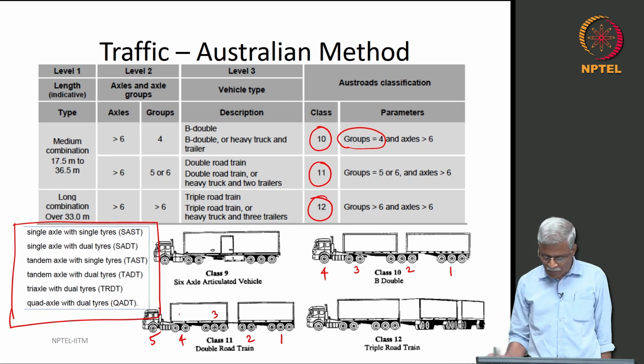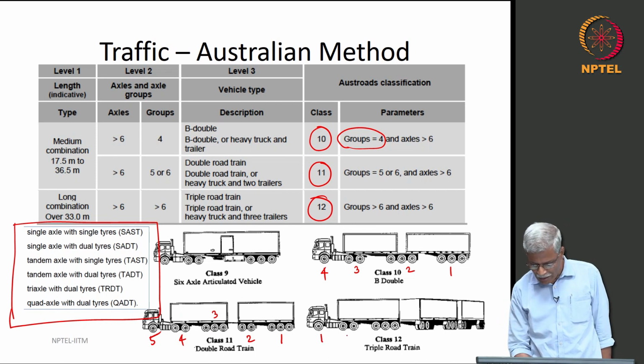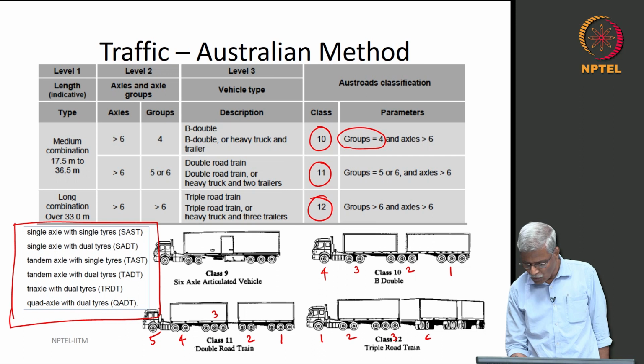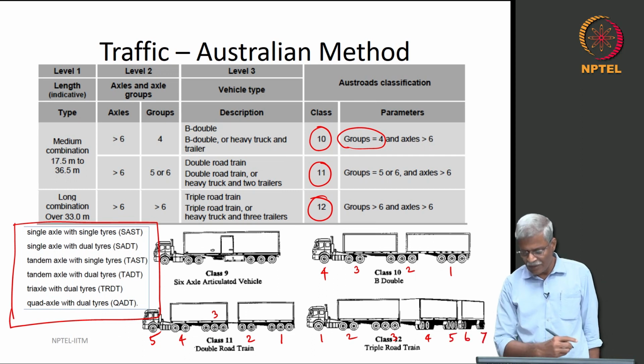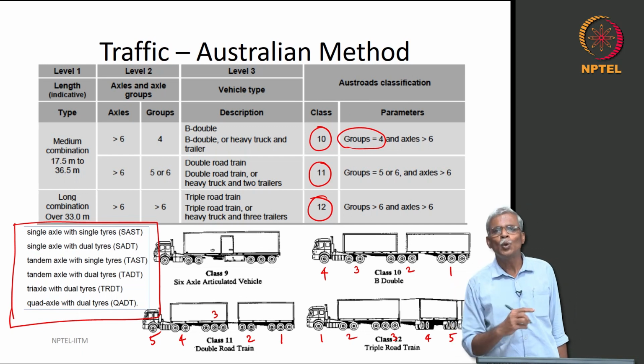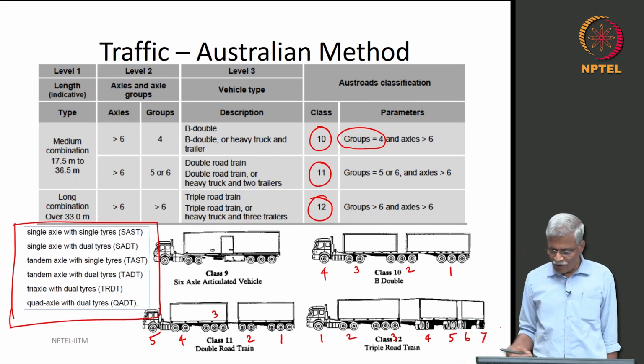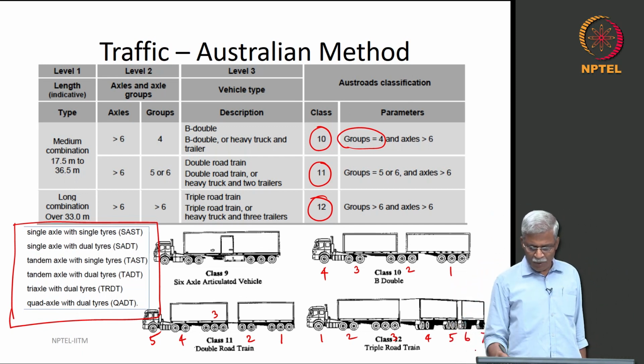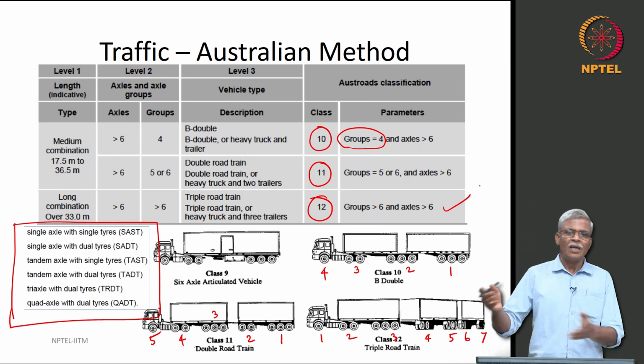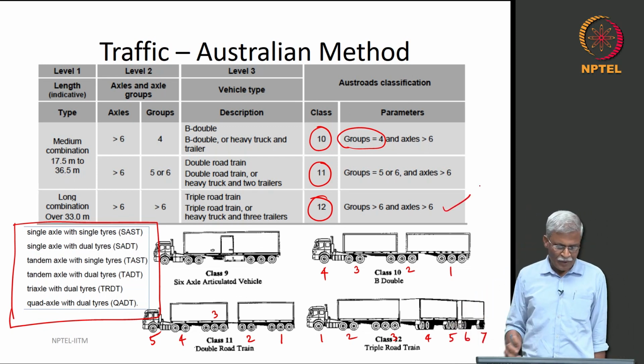But look at class 12, which is what is really called the triple road train. So, this is 1, 2, 3, 4, 5, it can have 6 and then 7. So, these many groups could be there, and the number of axles are going to be appropriately the same as the groups that you are looking at.